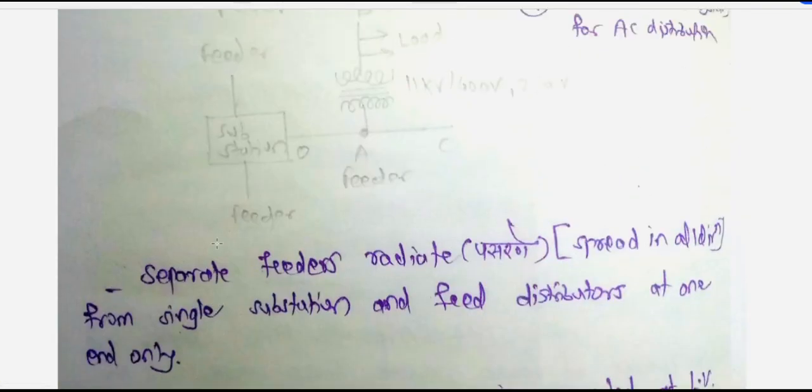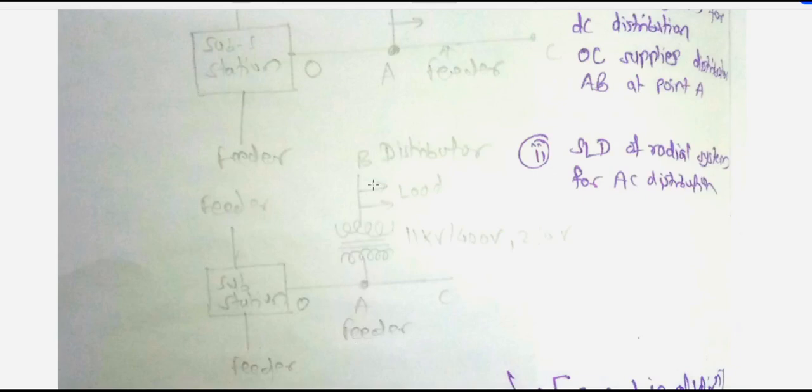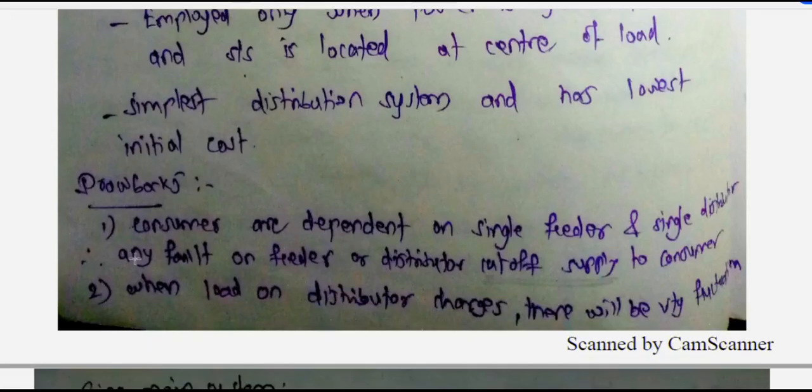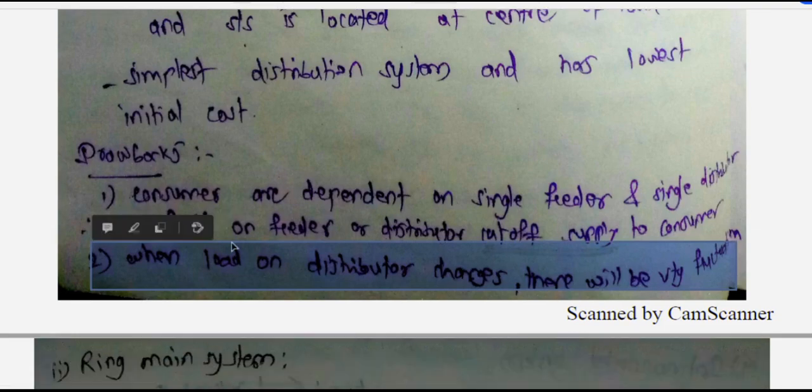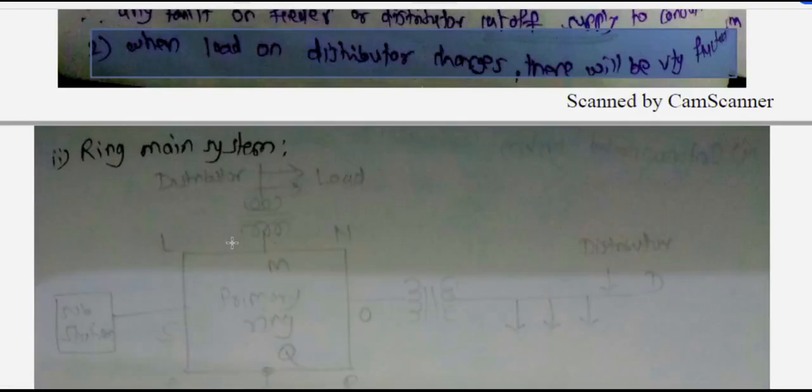So this is called a drawback. If there is any fault on this particular feeder, the whole connection or line will get shut down. Any fault on the feeder or distributor cuts off the supply to the consumer. This is a major drawback of the radial system. When the load on the distributor changes, there will be voltage fluctuation. Voltage fluctuation is not permissible at all. So this is a drawback.